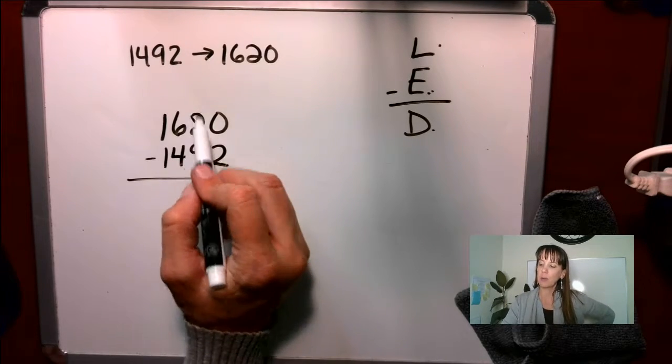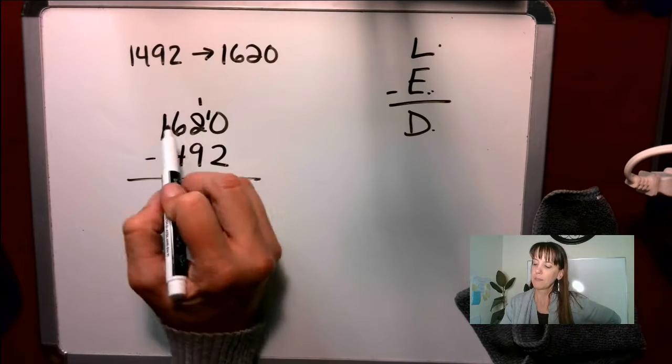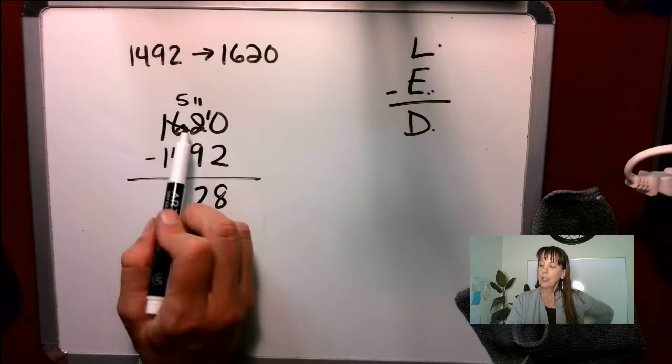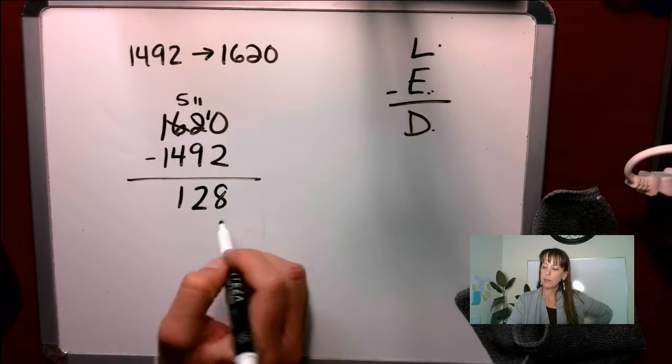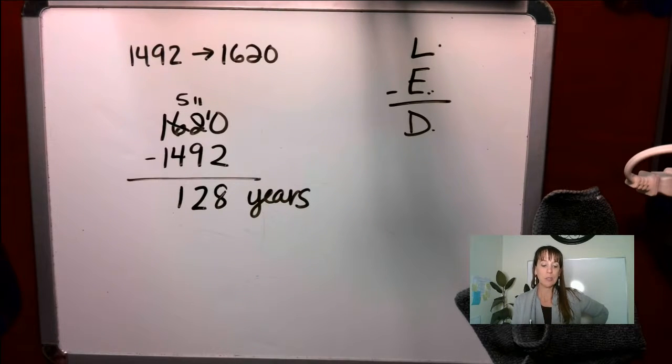That will give us our difference. So we can't do this, we're gonna borrow. 10 minus 2, we get 8. We have to borrow. So 11 minus 9, we get 2. 5 minus 4, we get 1. 1 minus 1, so it was 128 years.